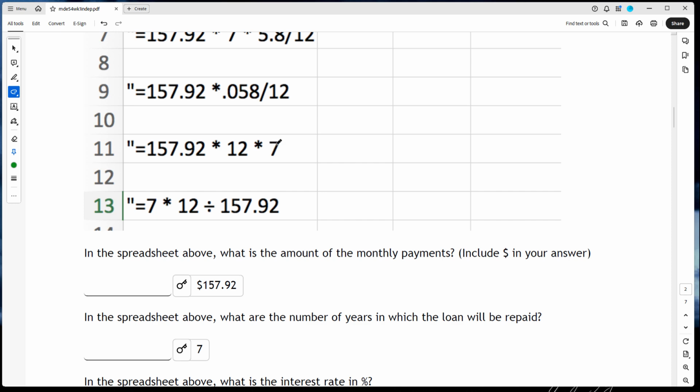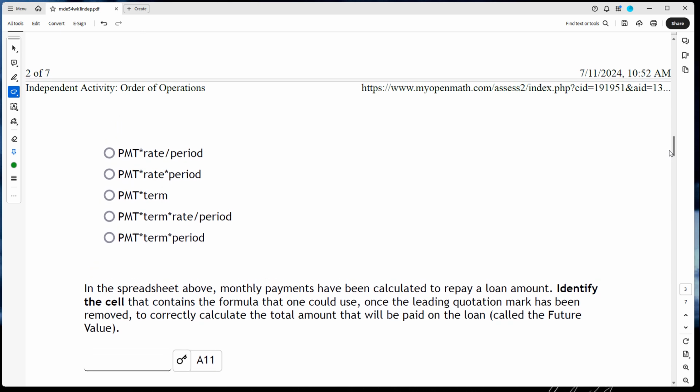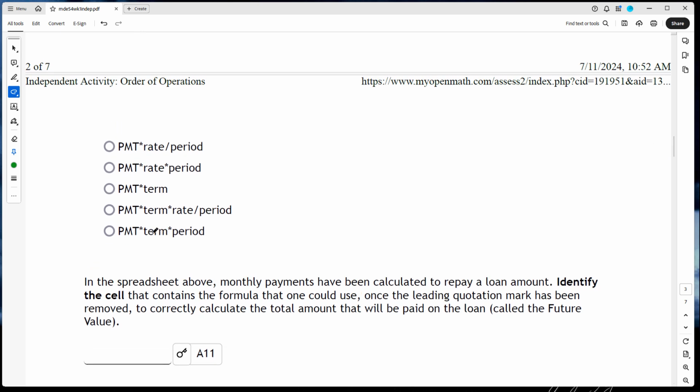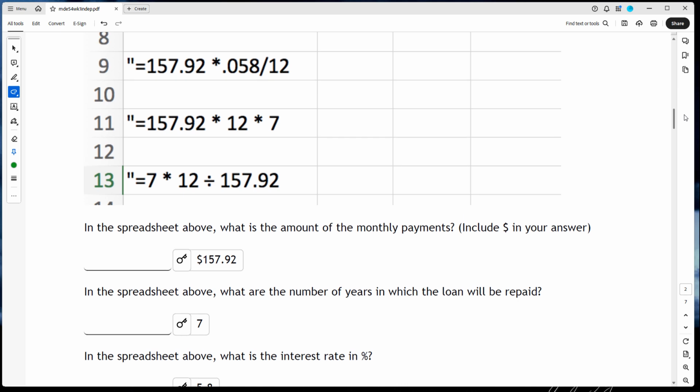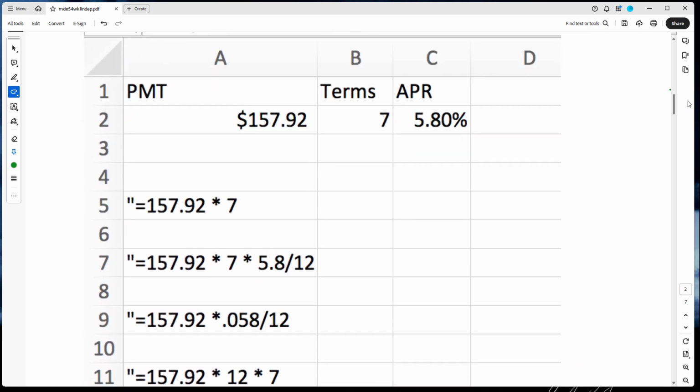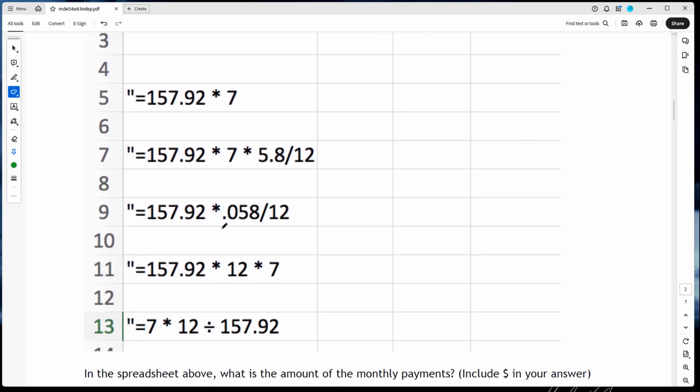So the term here is 7. The period is 12. The term here is 7 and the period is 12. So it'll be this one. And they want to know what cell that's located in. It's located in A11.